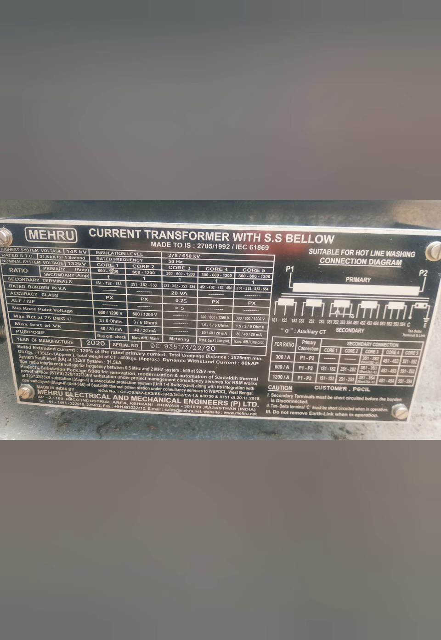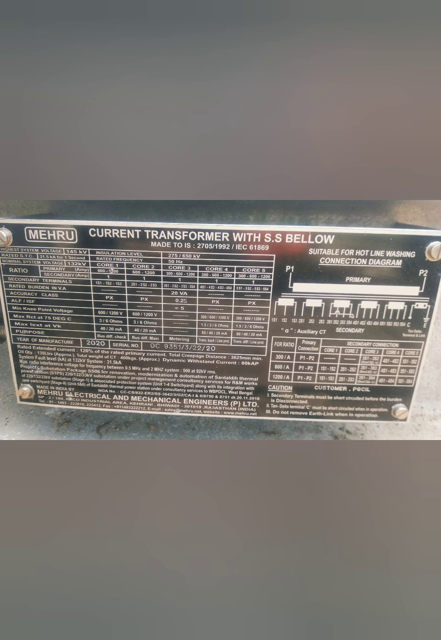Core 3, core 4 and core 5 all have four taps, so the ratio differs from the first two cores. For core 1 and core 2, S1 and S2 is 600 amps, and S1 and S3 is 1200 amps. Then for core 3, core 4 and core 5, S1 and S2 is 300 amps, S1 and S3 is 600 amps, and S1 and S4 is 1200 amps.